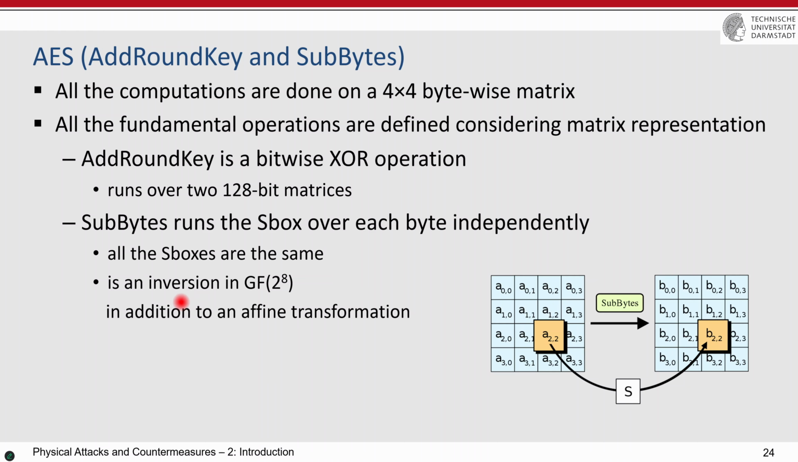I mean, the S-box is an inversion in Galois field 2 to the 8. This is something that we need to learn later in more detail. And it's also followed by an affine transformation. We will also see what the affine transformation means.